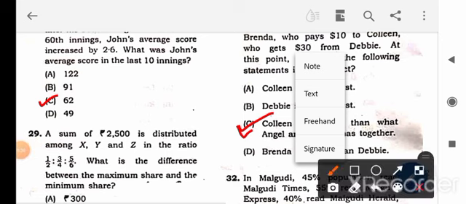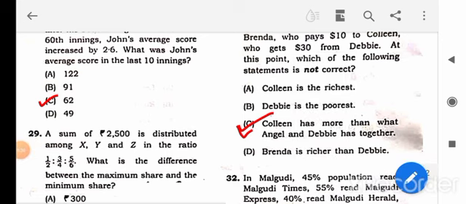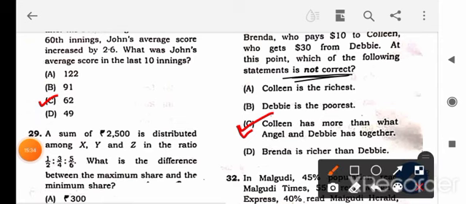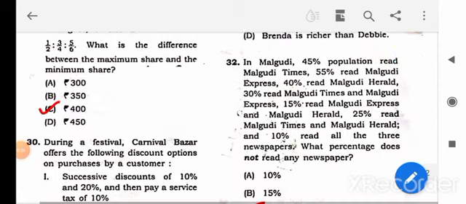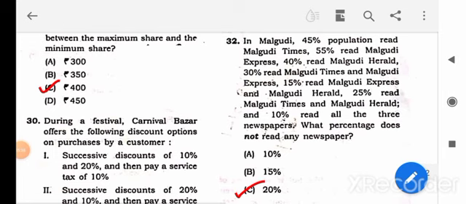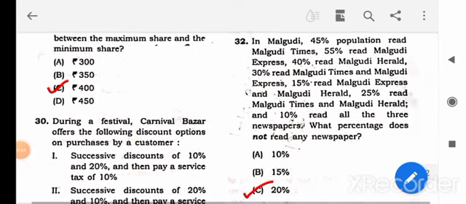Okay, wait. It is asked now what is not correct, so that will be the answer. Again, this is so confusing but a very easy question. In Malgudi, 40% population. Just pause the video and read. And just remember one thing: what percent does not read the newspaper? This is what the question is asking.